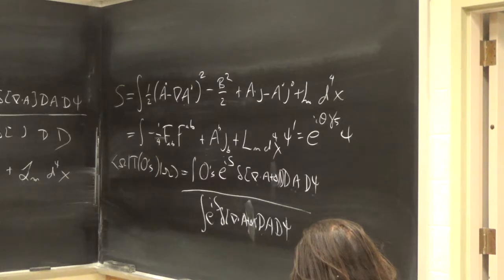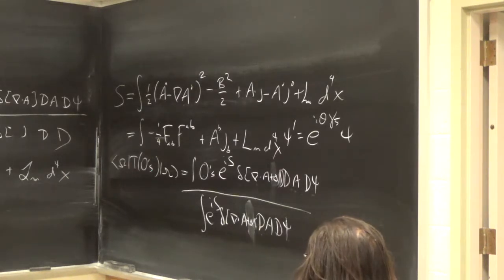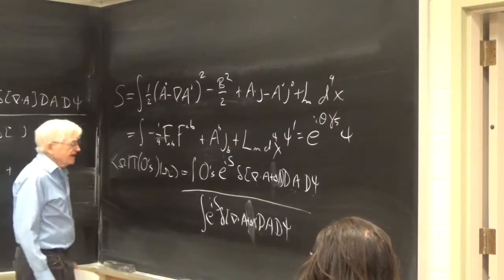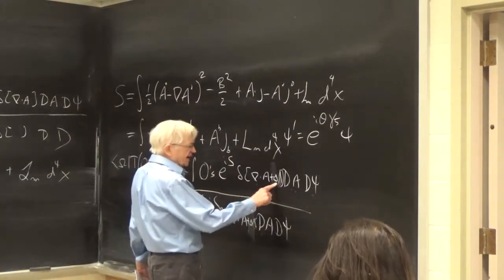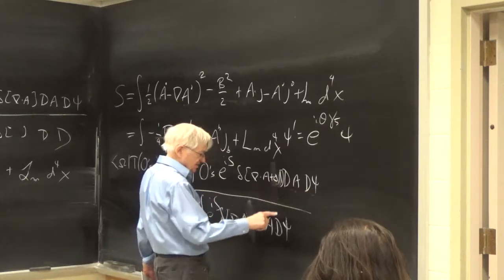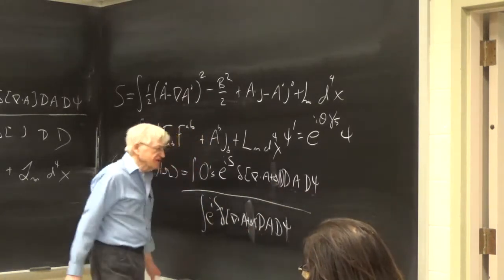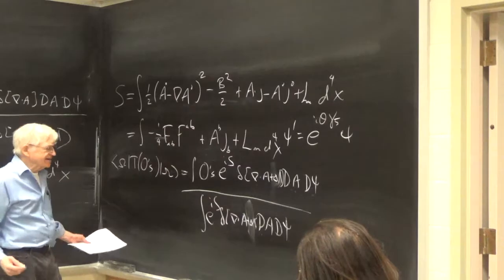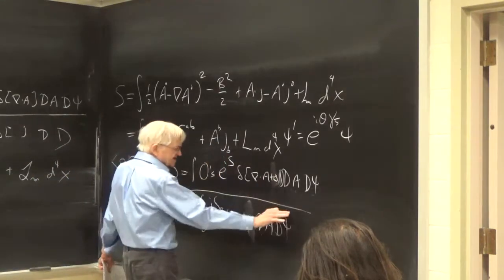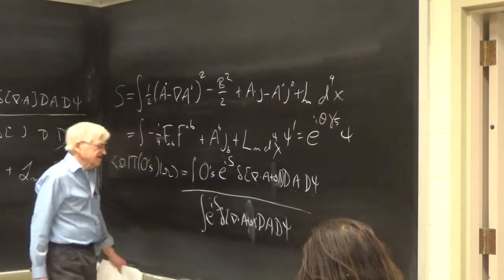Okay, now we have two choices. The first choice is to say, well, we're going to integrate over all gauge functions in the numerator and all gauge functions in the denominator, and what that does is it basically cancels out the gauge condition in both cases.